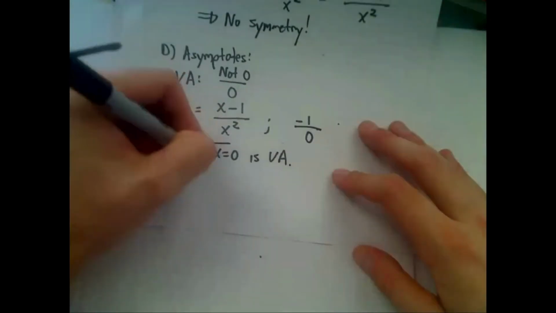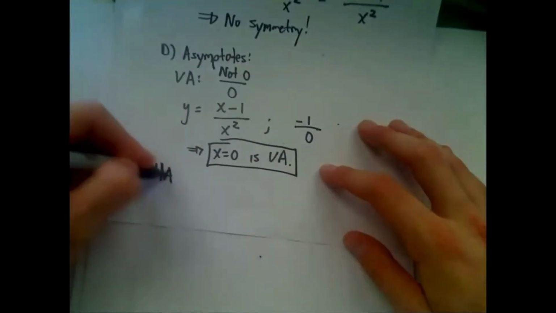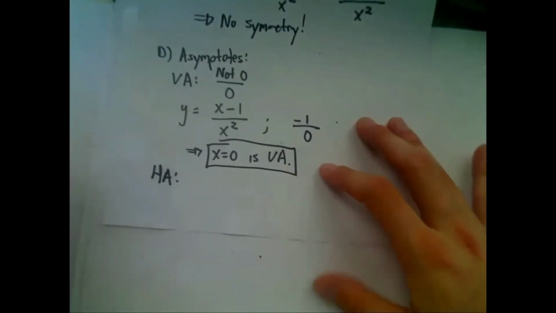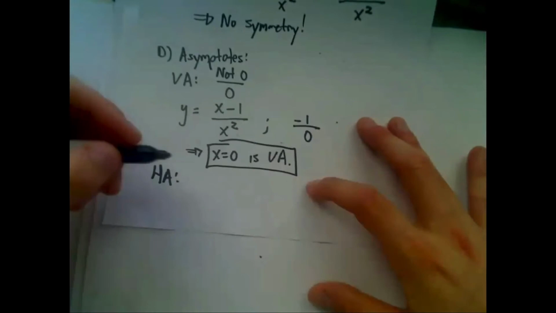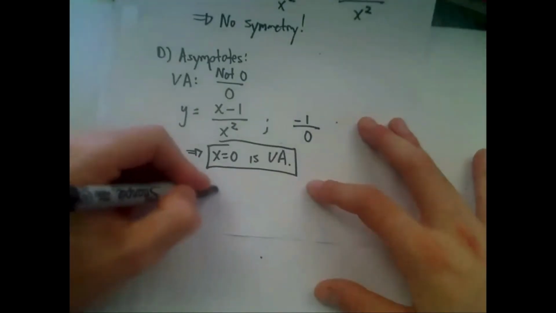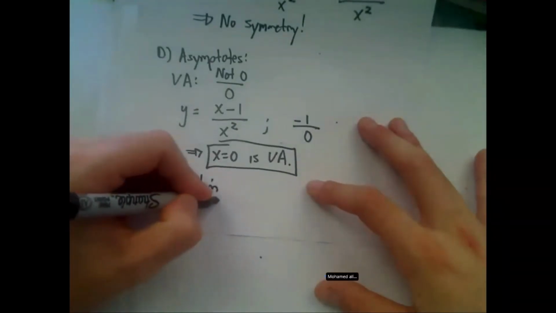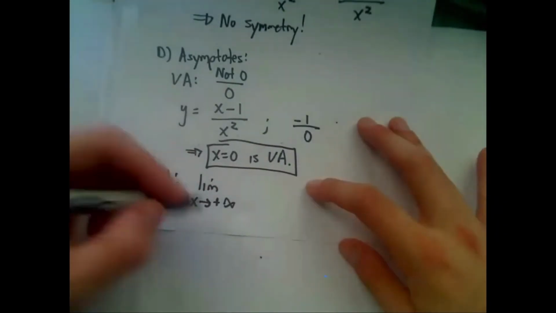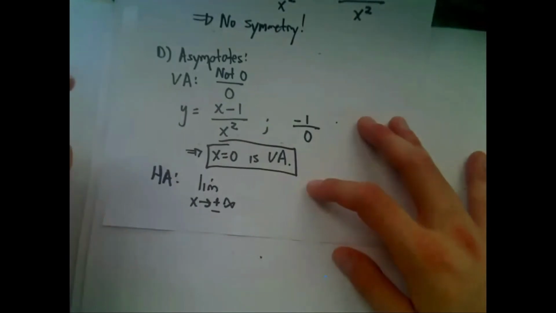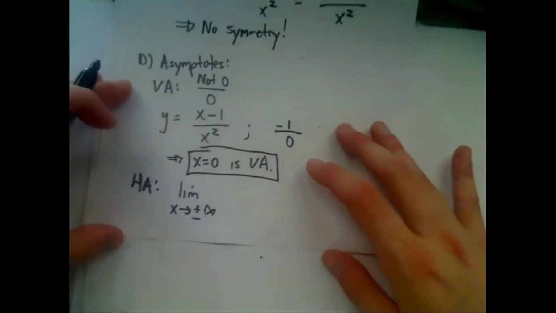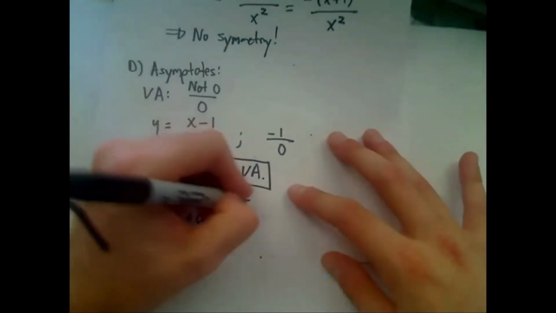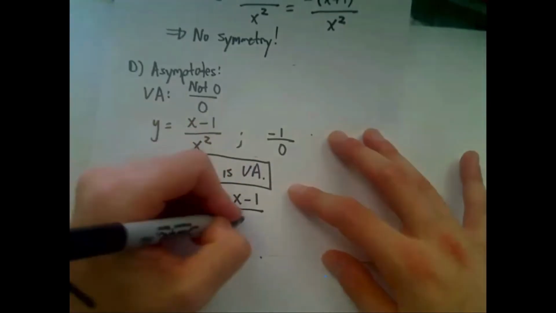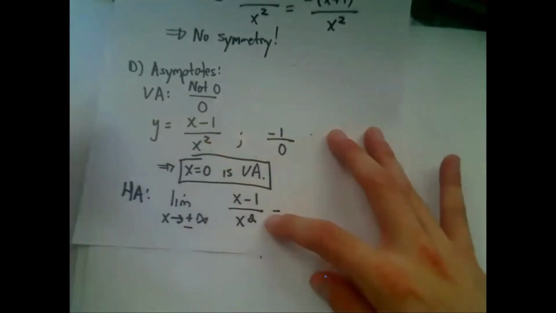The next thing we would have to do is find any horizontal asymptotes. And remember to find horizontal asymptotes, you look at the limit as x goes to positive infinity, and then you also look at the limit as x goes to negative infinity. But again, for rational functions, it turns out you can do them simultaneously. If the limit on one side exists, the limit on the other will exist, and will be the same number. There's a trick for rational functions.